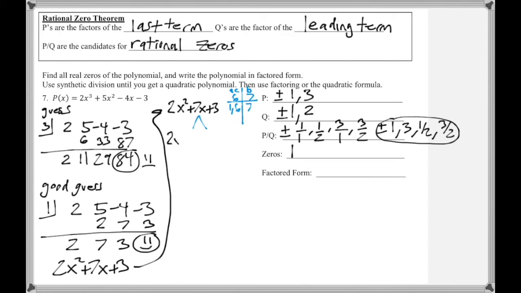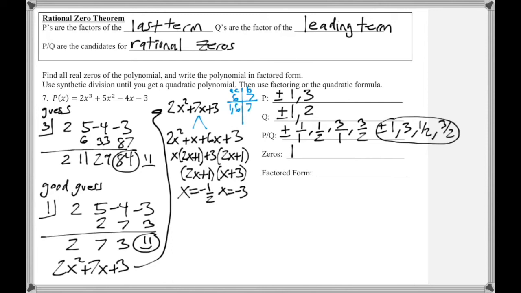So that's going to be 2x squared plus x plus 6x plus 3. Then I want to factor by grouping. So x(2x plus 1) plus 3(2x plus 1), and then finish the factor by grouping. So my two other solutions would be x is equal to -1/2 and x is equal to -3. And you'll notice that those two numbers were on our list. So that is good.